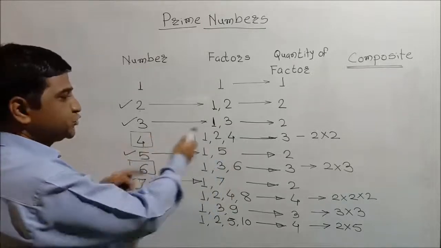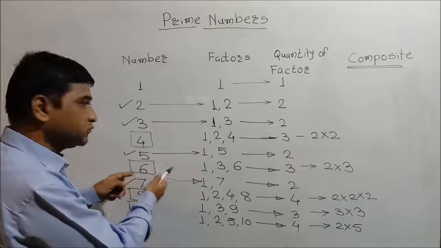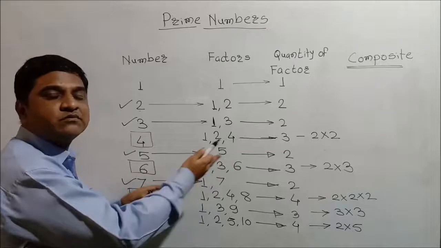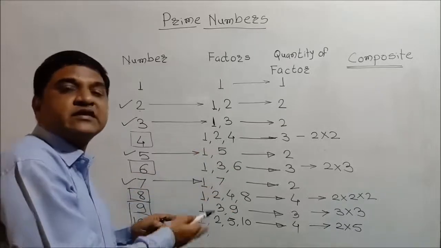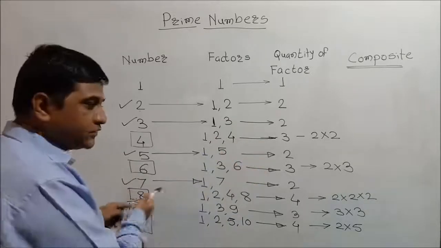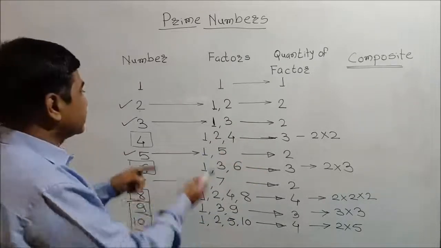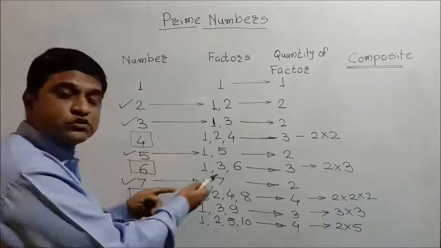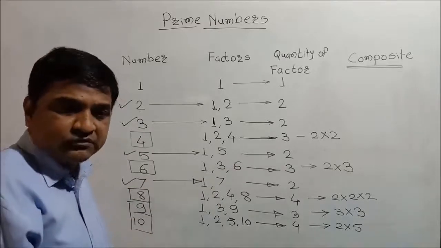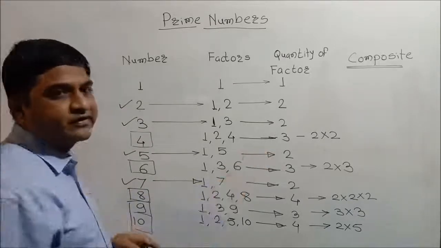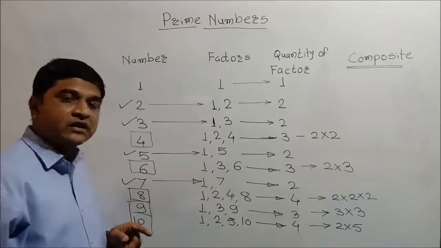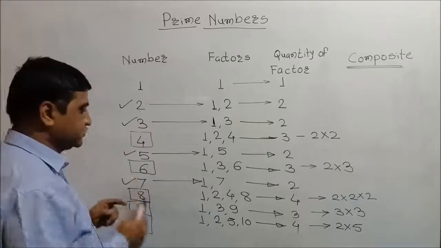So you can see that 4 is shown as 2 multiplied by 2. Both are prime numbers. 6 is shown as 2 multiplied by 3. Well, I can show 6 as 1 multiplied by 6 itself, but 6 is again a composite number, so I have shown it as 2 multiplied by 3. 8 can be shown as 2 multiplied by 4, but 4 is again a composite number over here. So I have simplified it as 2 multiplied by 2 multiplied by 2, and that will become 8.